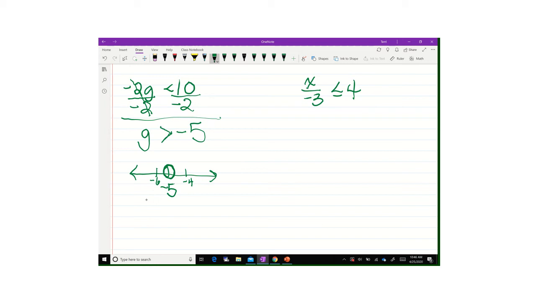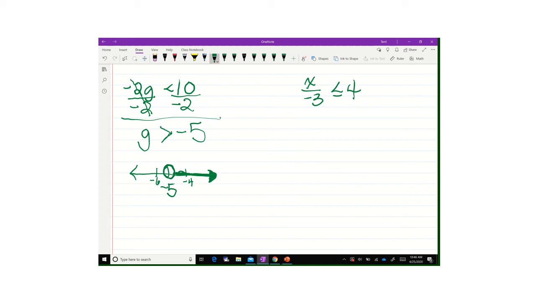And I'm going to ask myself, put this negative 6 in for g. Is negative 6 greater than negative 5? Nope, it's actually smaller. So then I check on this side. Is negative 4 greater than negative 5? Which it is. So we're going to go ahead and graph by shading in this side of the line, and all of those will be solutions.